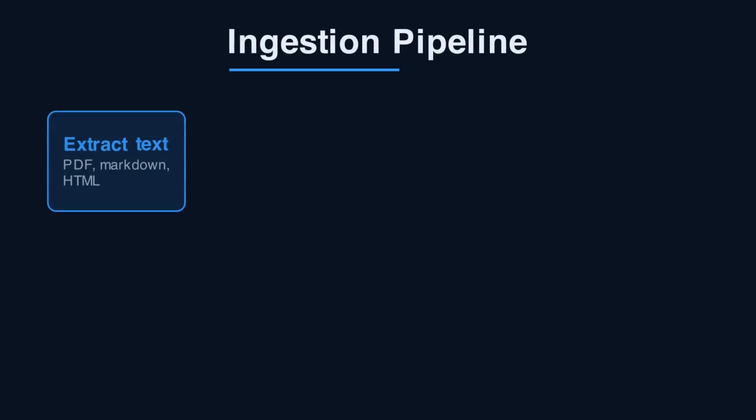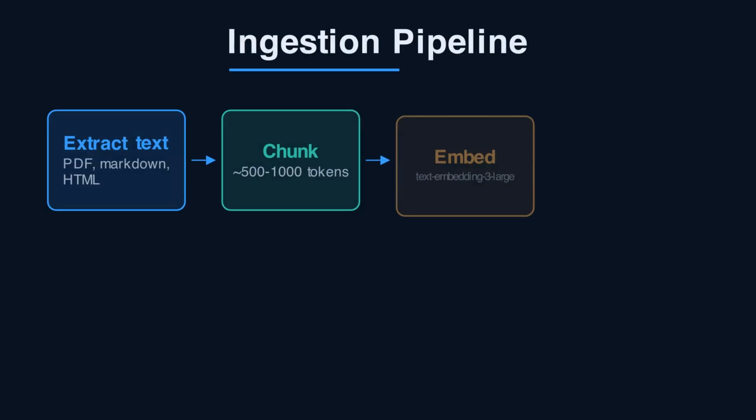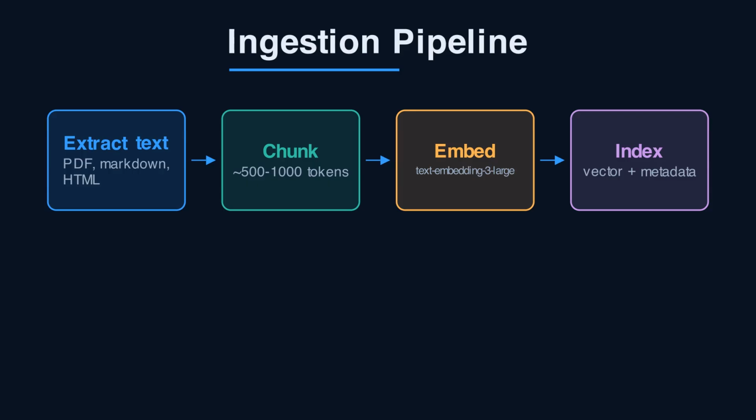Retrieval quality lives or dies on ingestion. The pipeline has 4 steps. First, extract text from your sources, PDFs, Markdown, whatever. Second, chunk it. A good rule of thumb is 500 to 1000 tokens per chunk with about 10 to 15% overlap so you don't cut sentences in half.